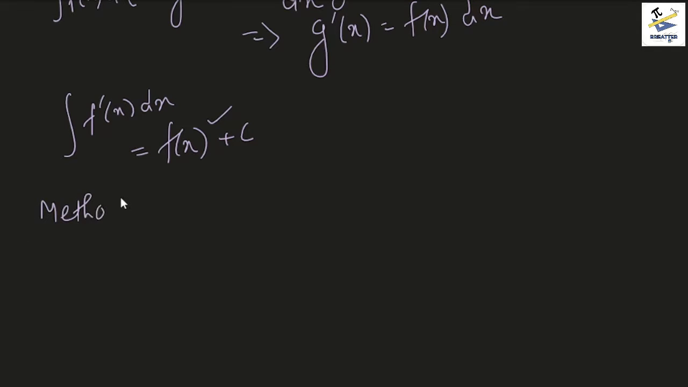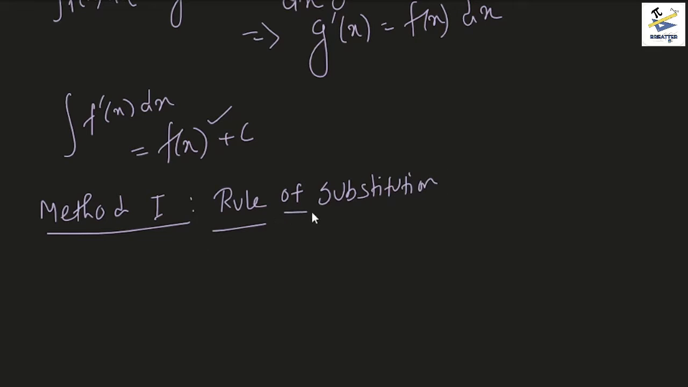Method 1, and by far the most important method, which we are going to learn extensively in this video and in future videos. Rule of substitution. Rule of substitution, right? So how do we find this? How do you find the rule of substitution? So consider an example.